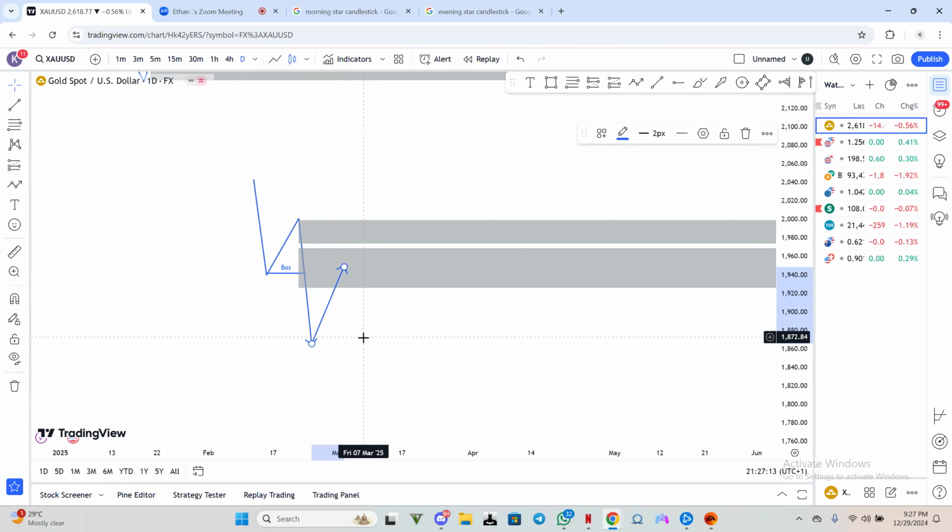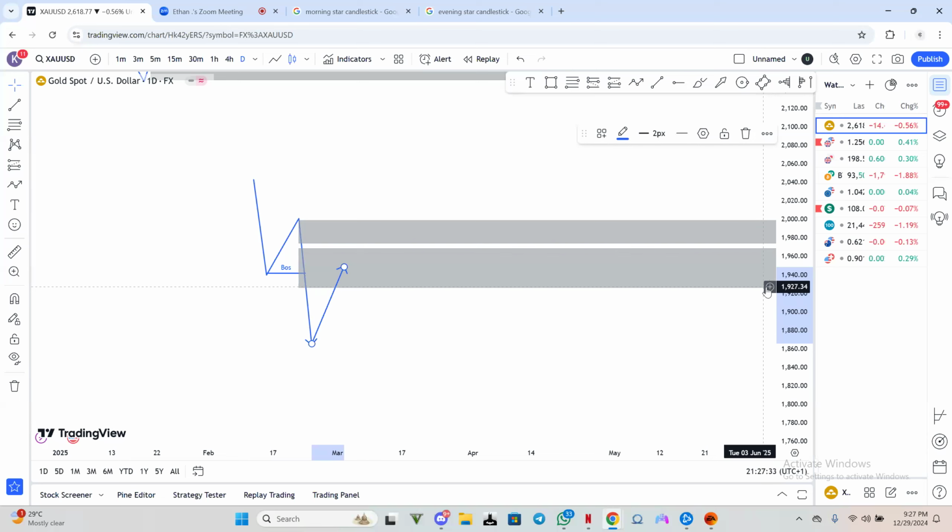Now, some people do not know how to set an alarm on their TradingView. This is how to set an alarm on your TradingView. You can see this black arrow here. So you set it on your fair value gap because you don't need to keep looking at the chart all the time. It messes up your psychology.